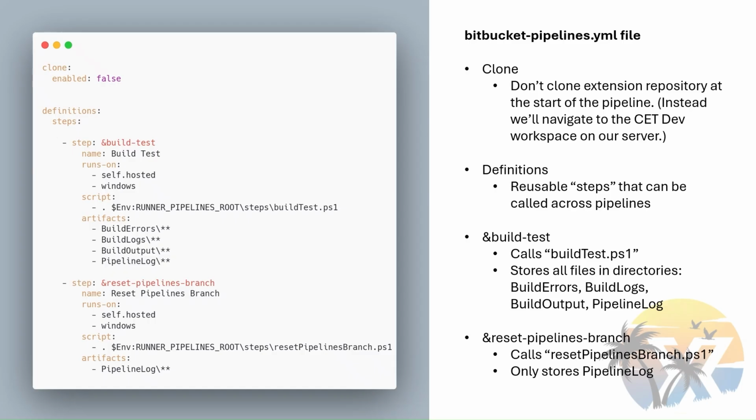And then we get to the reset pipelines branch. Very similar. This time it is calling the reset pipelines branch.ps1, and it's only collecting artifacts of the pipeline log because that's just like a git reset script. It's not actually building anything, so there's no build errors or build logs or build output.